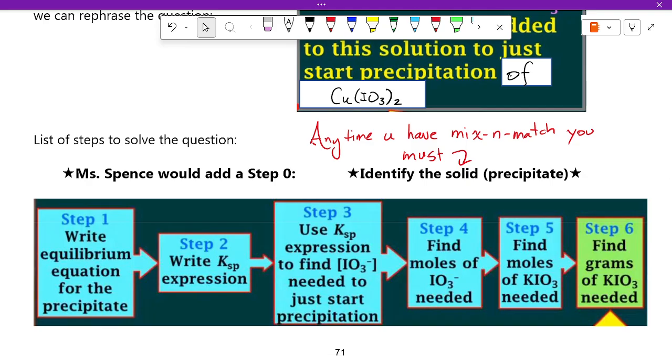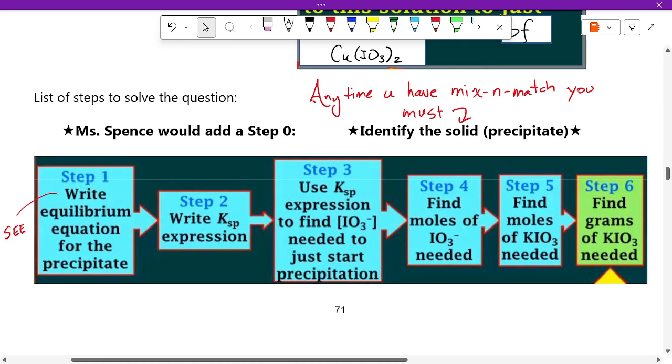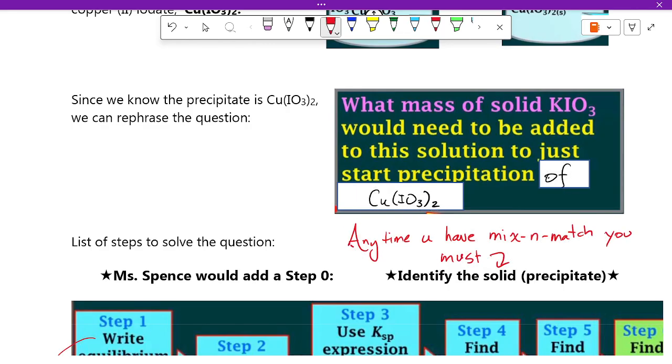So step 1, guess what we're going to write? The equation. This right here is the solubility equilibrium equation. Guess what else we're going to write? KSP. And then our unknown is IO3-, because we're asking what mass of KIO3, but we're ignoring the K for now. We'll come back to the K later when we're worried about the mass. For now, we're just worried about the IO3.